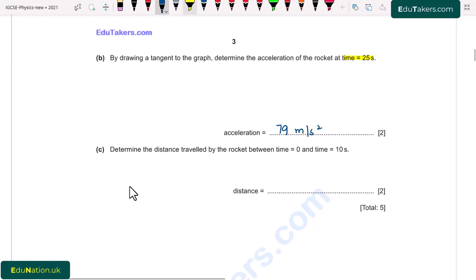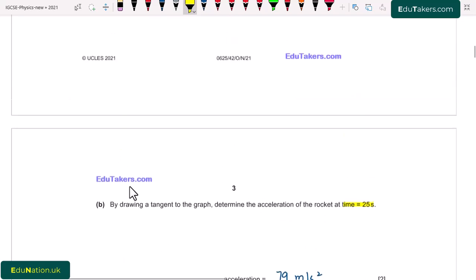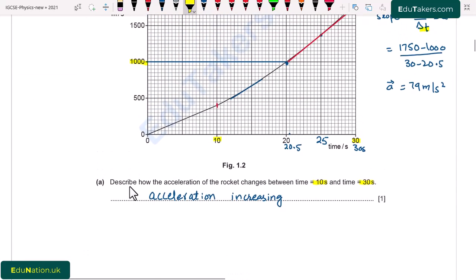Part C. Determine the distance traveled by the rocket between t equal to 0 and t equal to 10 seconds. So we have to find out the distance between 0 to 10 seconds. So going back to the graph.